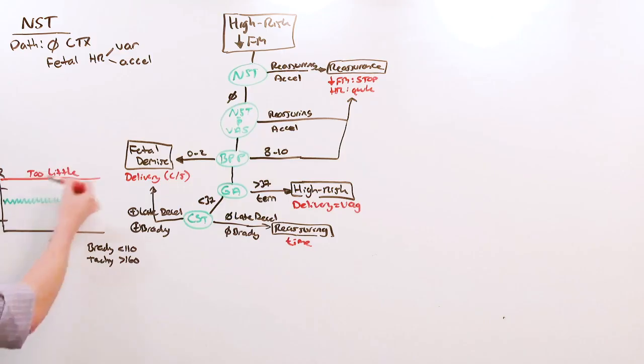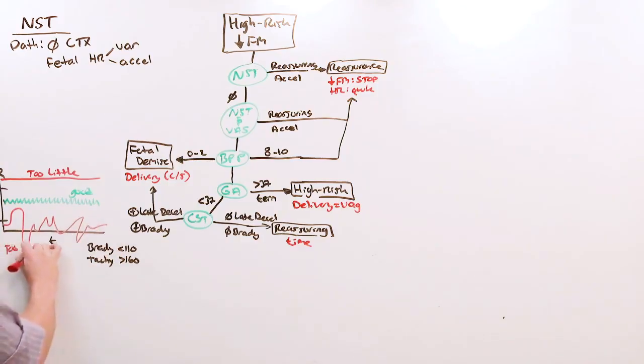I've also drawn the variability with too little above 160 to show that tachycardia is not good. But at the same time, too much variability is also bad. And I've drawn the fetal heart tracing to be below 110, fetal bradycardia. This is what you're looking for. That's variability. But you're also looking for accelerations.